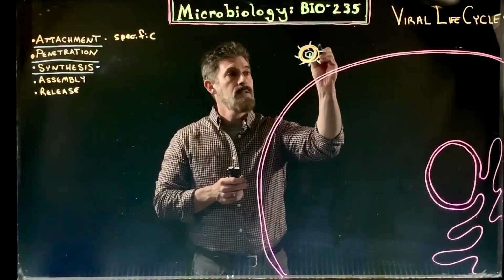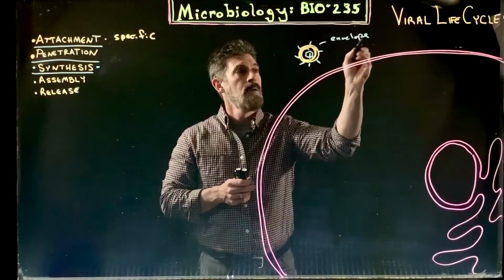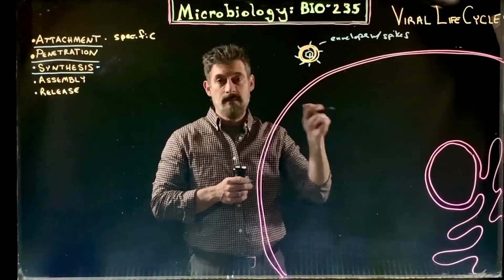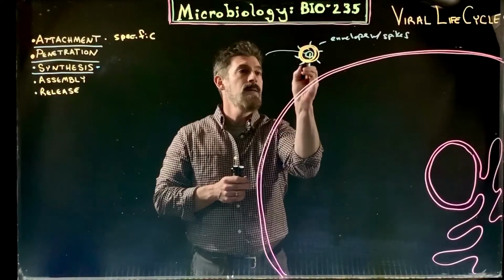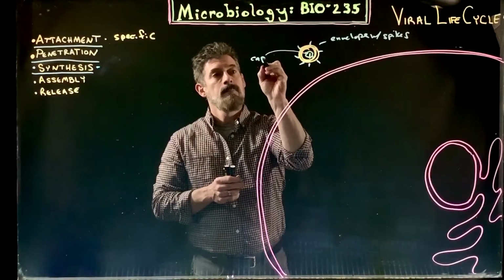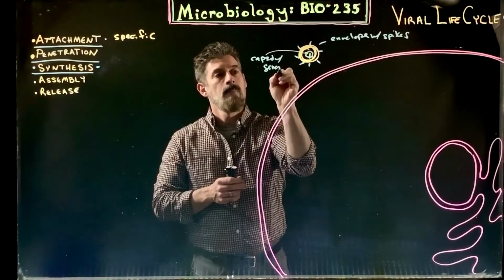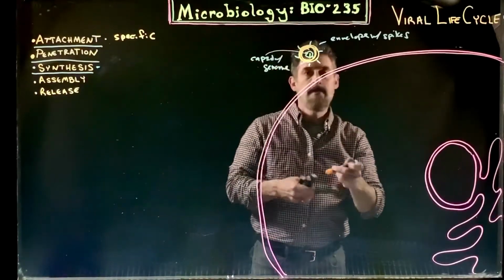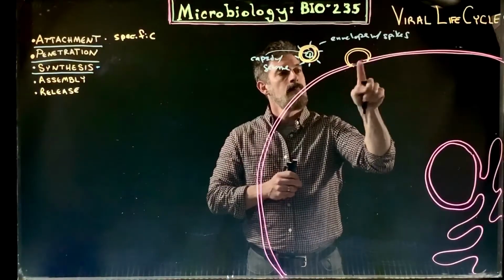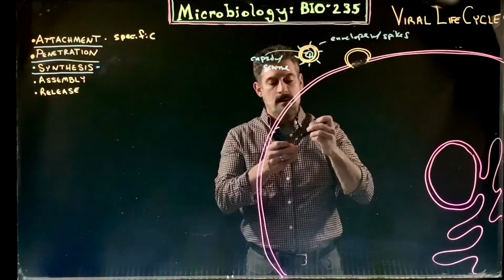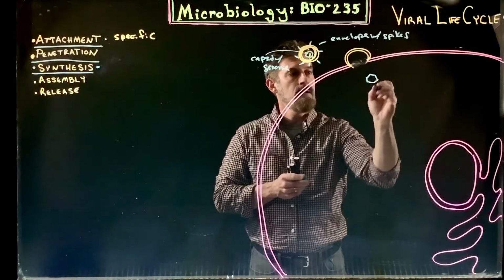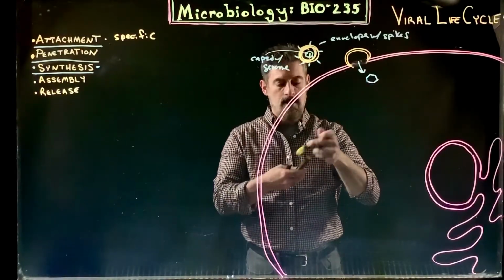So this is the envelope with spikes. Remember, the spikes are specific proteins coded for by the viral genome. And then inside we have the capsid with the DNA or genome. Now in this particular example, we have the viral envelope fuse to the membrane of the cell, and then the viral particle enter the cell, like this, with its genome there.